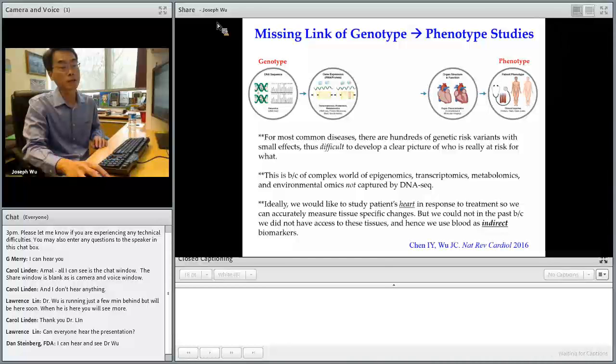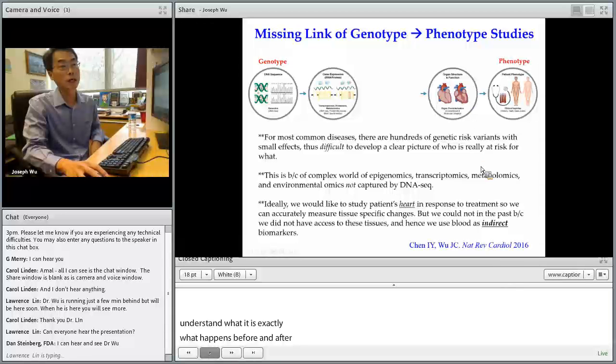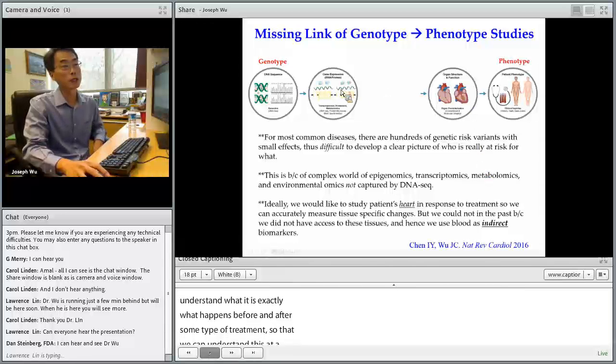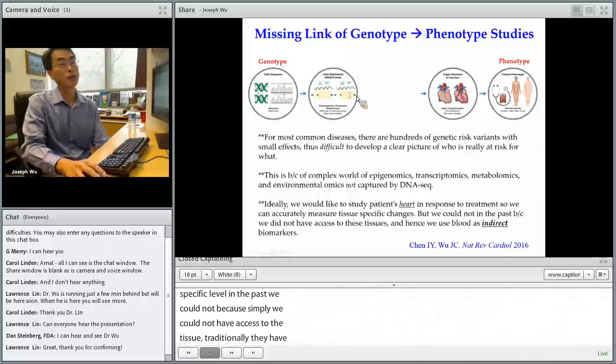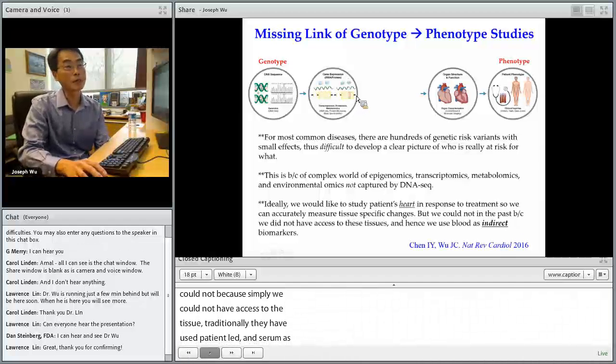Changes at the tissue-specific level. But in the past, we could not, because we simply do not have access to these tissues. Therefore, traditionally, people have used patients' blood or patients' serum as indirect biomarkers of heart disease. And when you think about it, this actually doesn't make that much sense, right?